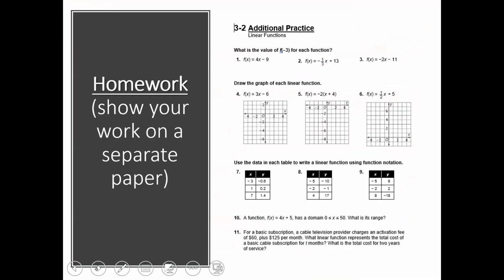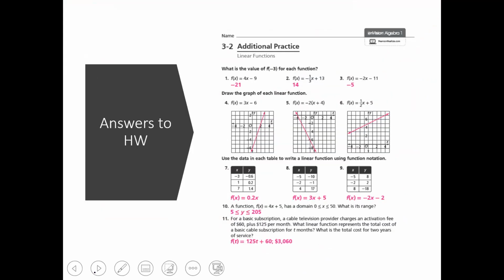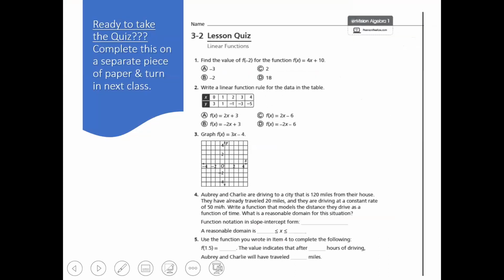All right, you guys, here's your homework assignment for tonight. Make sure you do number 1 to 11 and give it a try. If you need to check your answers, here are your answers. You can pause the video and check. When you are ready to take the quiz, here is the quiz on this topic. There are 5 questions. And when you are ready to submit it, make sure you give that to me.